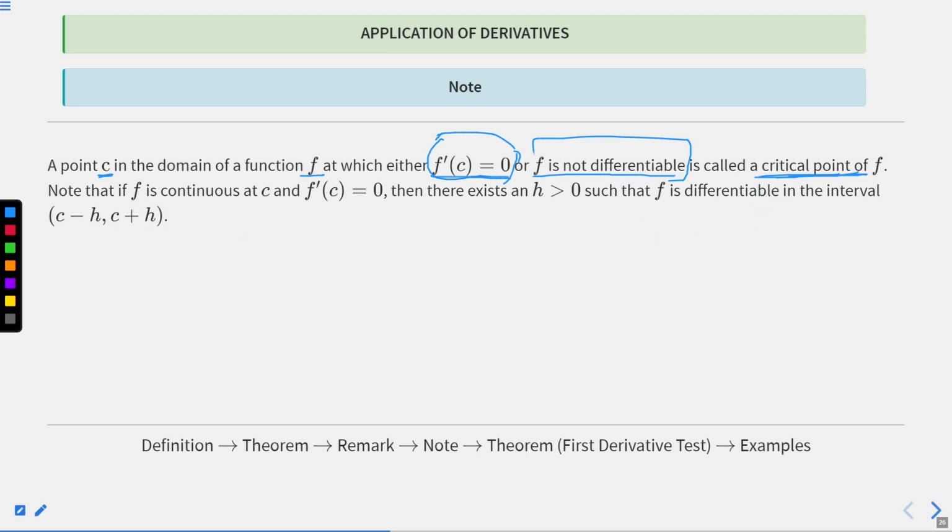Note that if f is continuous at c and f dash c is equal to 0, then there exists a positive h such that f is differentiable in this interval. I hope it is clear to you. Okay, I hope this note is very clear to you. Let us move next.